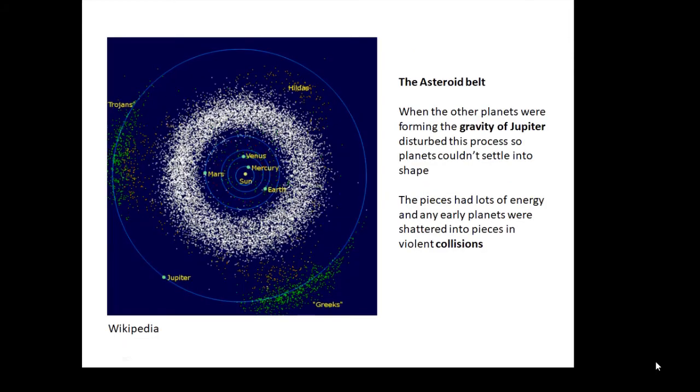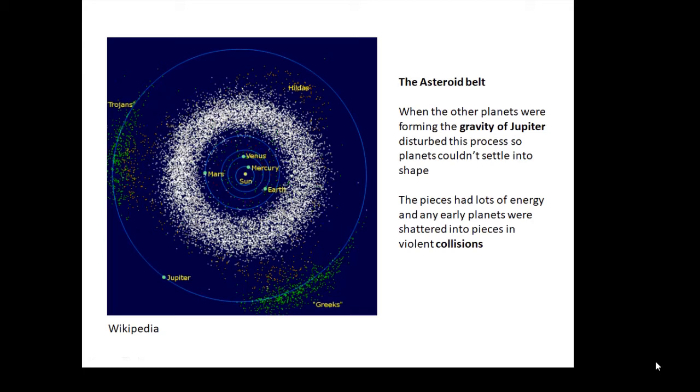The asteroid belt. Okay, now why is the asteroid belt there? Well, all of the other planets were forming, but in that particular region, planets couldn't form very well. And why not? I reckon it's because the gravity of Jupiter was disturbing it, so that the little bits of rock couldn't settle into planets because the gravity of Jupiter disturbed the process.